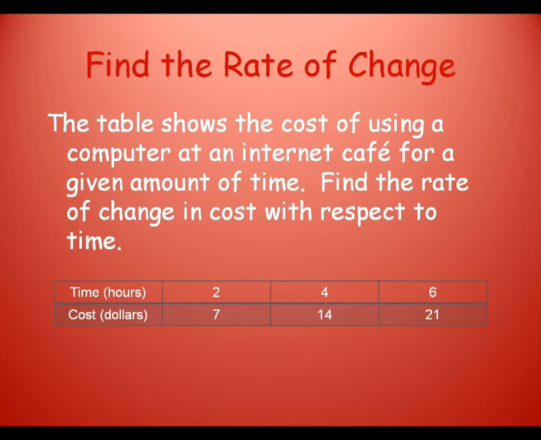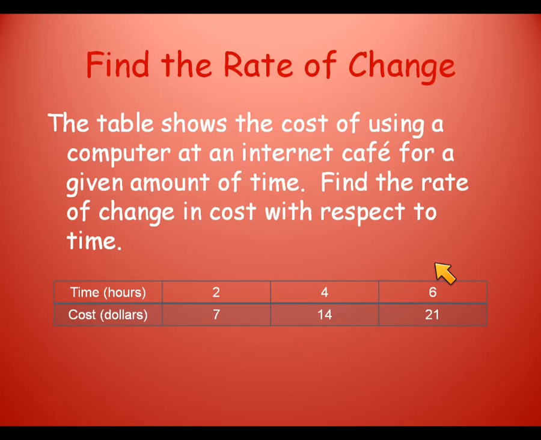So one more example here. For example, this table shows the cost of using a computer at a cafe for an amount of time. So for 2 hours, it costs $7. For 4 hours, it costs $14. For 6 hours, it costs $21.